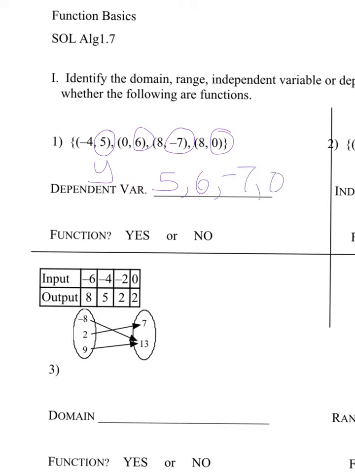Now, in terms of whether this is a function or not, we have to remember that a function is defined as every x value has only one y value. So we can see in this instance, we have this 8 and this 8. I have two 8s, which are both the x values, and each one of them have a different y value. So because of that, this is not a function.